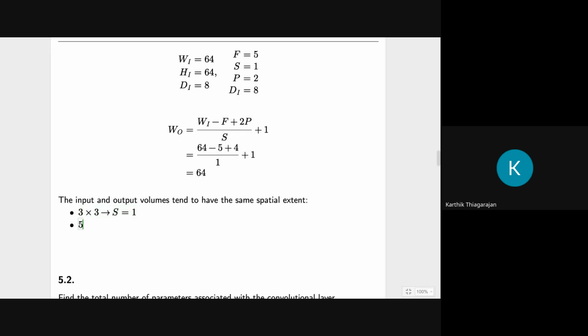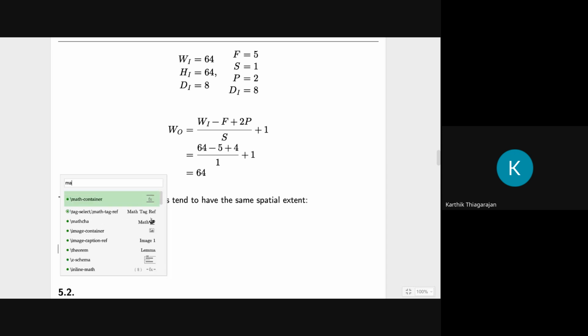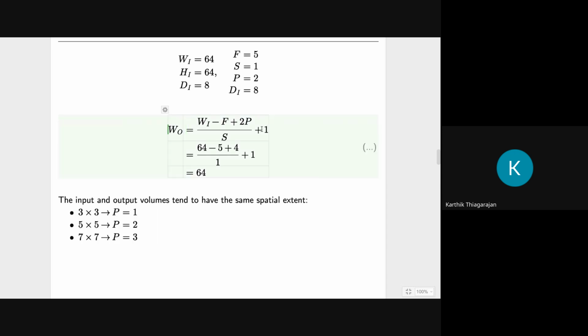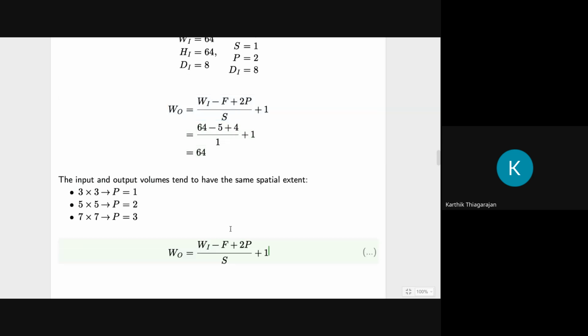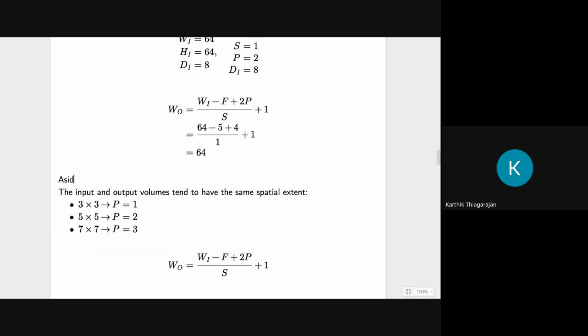And if you use 5 cross 5, then that implies you have, sorry, not stride, padding, right? So what padding should you have? This was one of the end term questions last term. What is the zero padding that you should have so that the input and output are the same size? So what do you think P will be if you have 7 cross 7? 3, right? So what you are essentially doing is solving this equation. So you take this and then this is like an aside, okay?